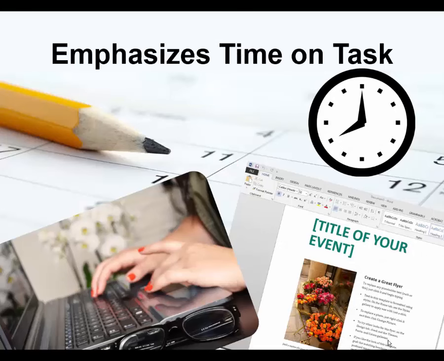Emphasizes time on task. According to Chickering and Gamson, time and energy equal learning. Learning can be enhanced by increasing the time and energy spent on the actual course materials. This is where active learning comes into play. When they are actively engaged in the course, they are creating a connection by thinking about the materials and exploring the content.